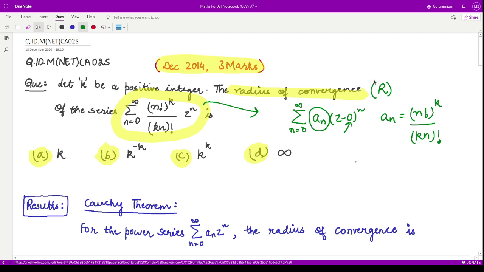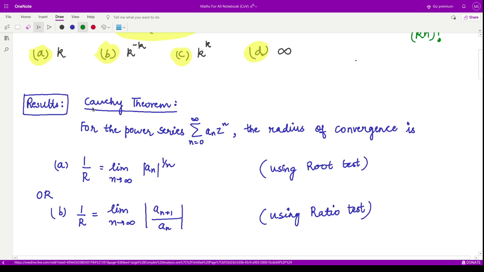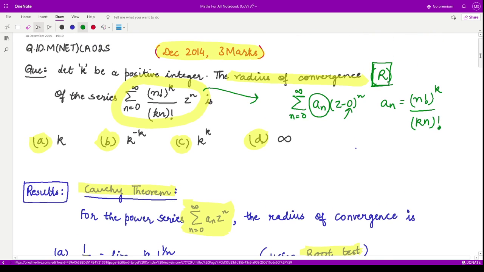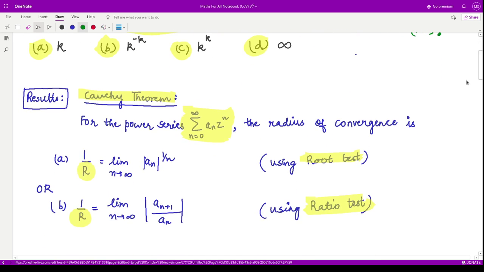So in order to calculate this radius of convergence, we could have a look at this result by Cauchy, namely Cauchy's theorem. So they are saying, if we have the power series of this form, then the radius of convergence is given by either of these two formulas. So first is using the root test, we can calculate this radius of convergence, and second is using this ratio test, the radius of convergence R is given using this formula. So in order to solve this question, we can use any one of these formulas, but for now, I'm using the second formula given over here.